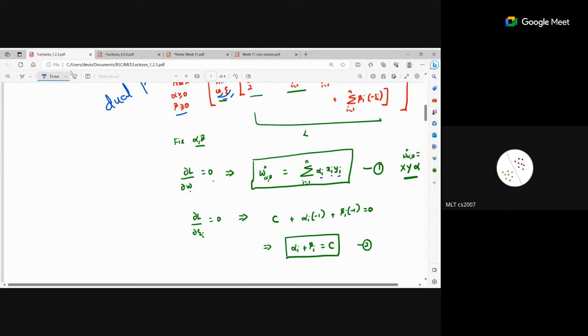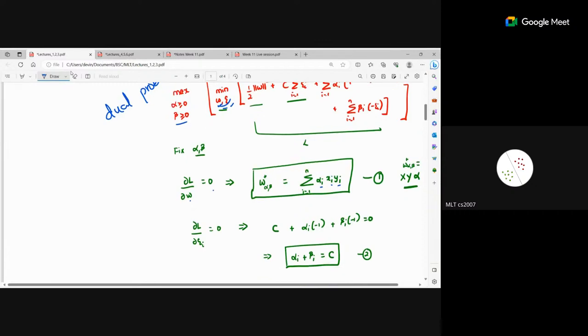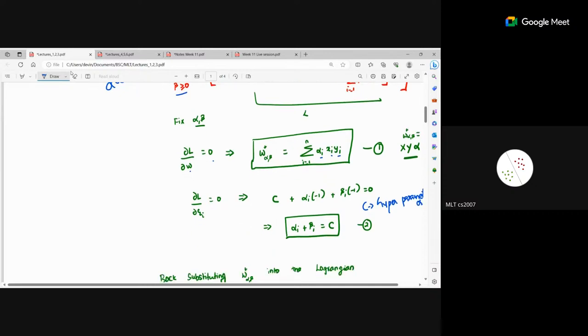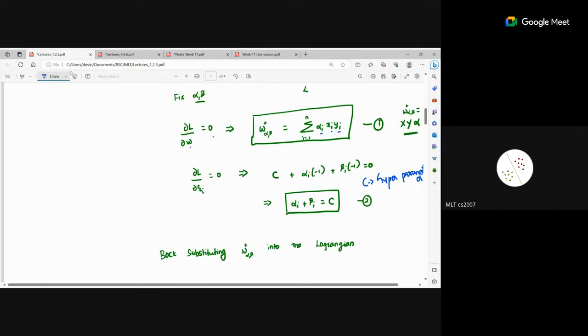Then if you take dou L by dou psi, the bribe, the other parameter, and partially differentiate with respect to that, you're going to get this equation, which means alpha i plus beta i is going to be equal to C. So C is a hyperparameter, I mean the C value has to be decided by us. C is a hyperparameter, which means it is the cost you are going to pay for including the bribe. So alpha i plus beta i is equal to C.